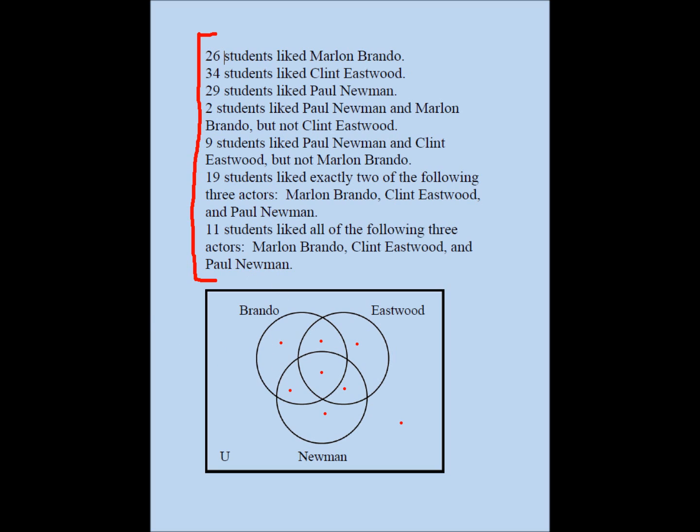So let's erase all that. All right. The first line says 26 students like Brando, so we're going to put 26 here. In parentheses, we're going to explain why we're doing it. 34 students liked Eastwood, so we're going to put 34 here, again in parentheses. And 29 students liked Newman, we're going to put 29 here in parentheses again.